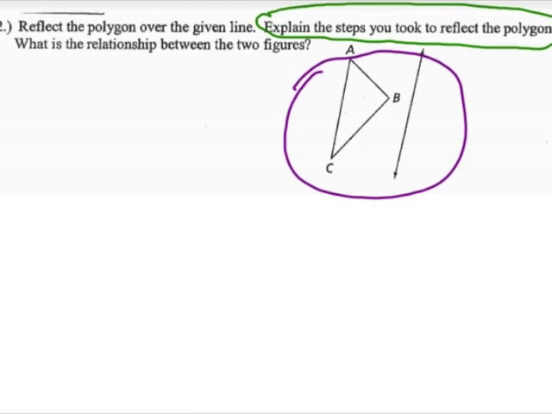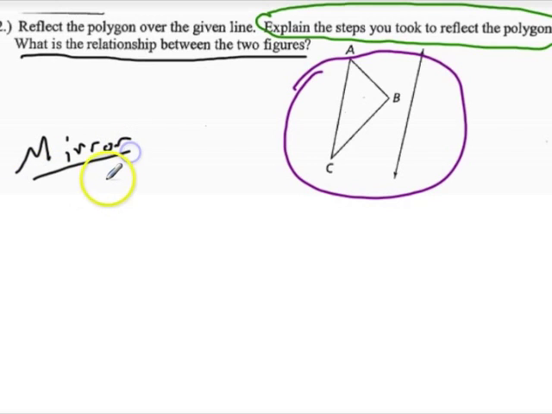So let's go back. Am I done yet? No. Let's go to a different pen. Let's go to black. What is the relationship between the two figures? Well, this is where, again, you can talk about how they are mirror images of each other. They're mirror images. Or talk about how everything's equal distance, which would be the same as talking about a mirror image, how they're the same.